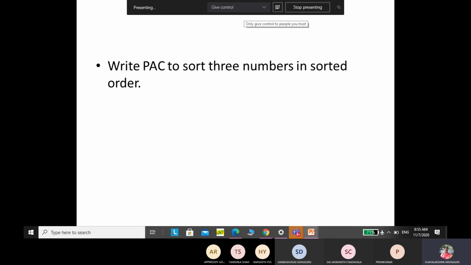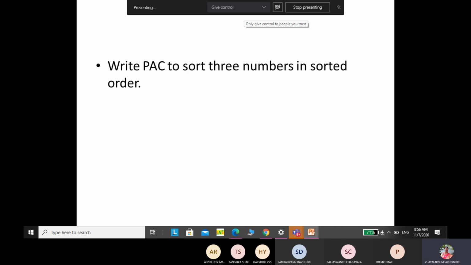We'll go to another problem. How to sort three numbers? See, I'm having three numbers: 2, 7, 5. How to sort them? Tell me how to sort. Sorting means ascending. 2, 7, 5 means I want the answer 2, 5, 7. Okay, how will we get it?